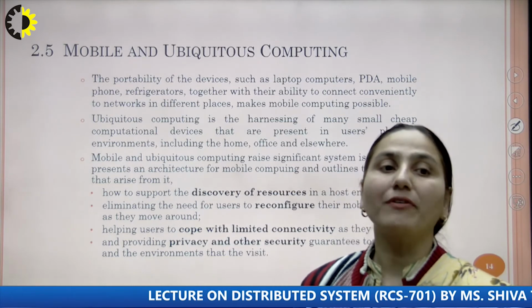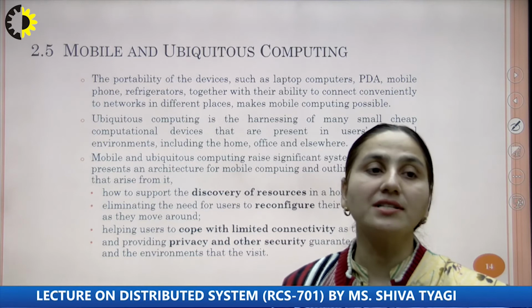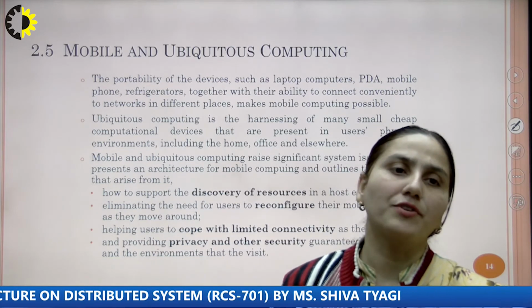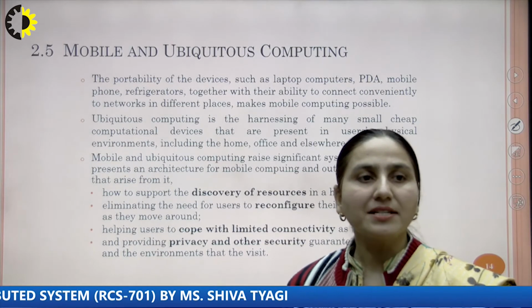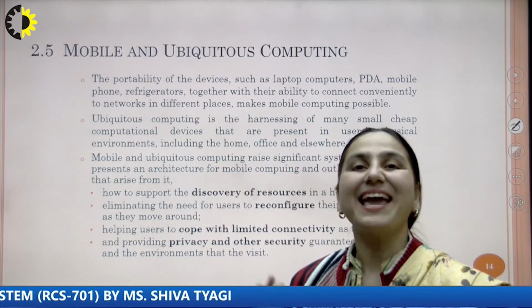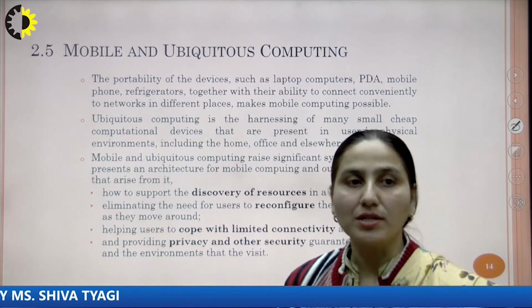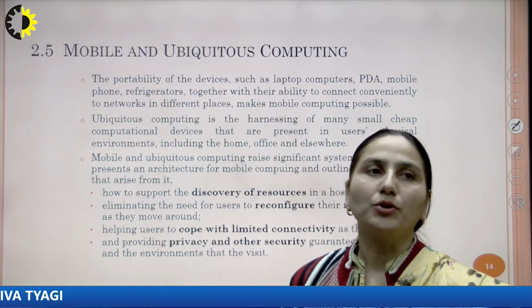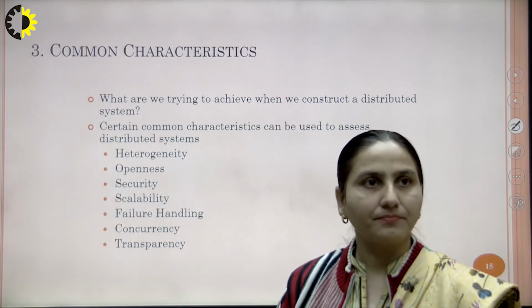And also it provides the privacy and other security that is guaranteed to the users and the environment that they are going to visit. See, security again is one of the most important features. So, that means it is going to provide privacy as well as security, and guarantee it to the users and the environment that they visit. So, this is again an example of a distributed system.